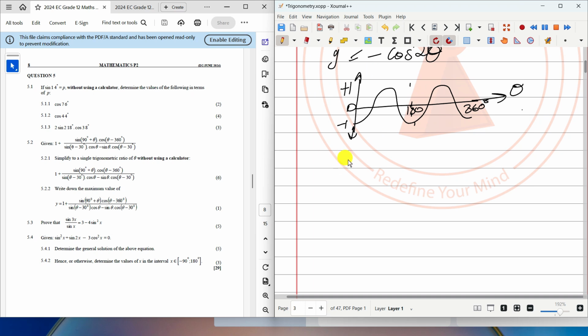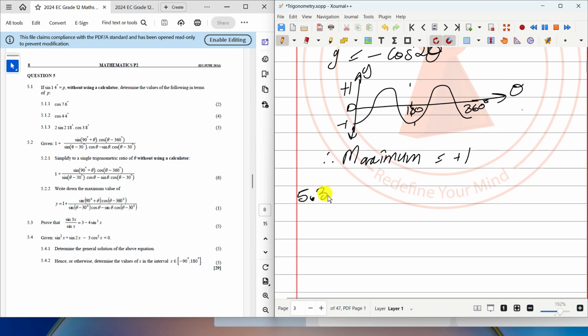Therefore, we can simply say this: they said maximum, right? Therefore, maximum is equal to +1, isn't it? That's the maximum of this curve. Okay, we are good to go.